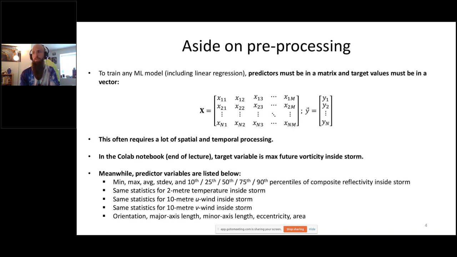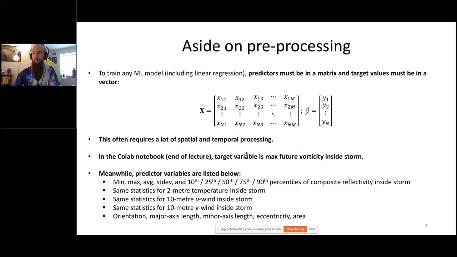So as you can imagine, when you're working with atmospheric data, you have 2D grids and 3D grids, and you have time series, and sometimes you have 4D grids. So creating this nice matrix with your predictor variables and this nice vector with your output variables requires a lot of spatial and temporal processing.